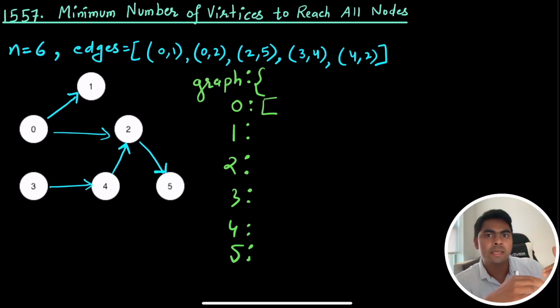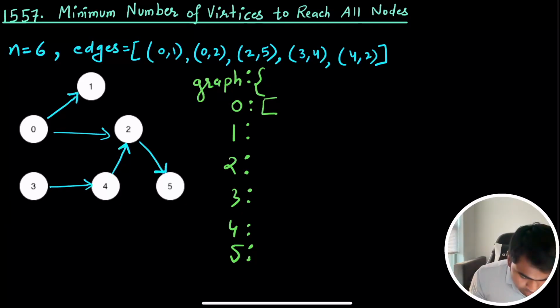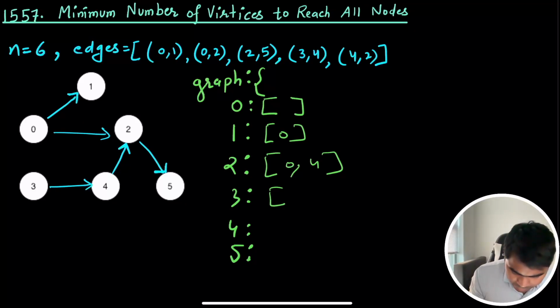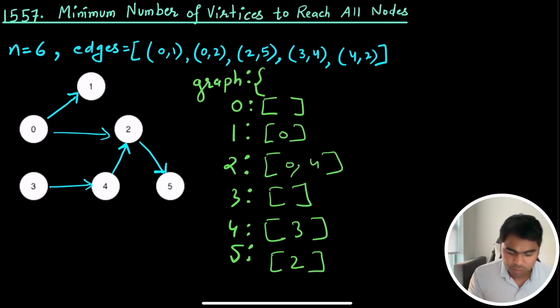Remember, we are doing it in a reverse way, because I want to find the nodes that do not have any incoming edges. So it's not about outgoing edges, it's the incoming edges. So 0 does not have any incoming edges. How about 1? 1 does have an incoming edge, from 0. How about 2? Yes, it has 0 and 4. How about 3? 3 also does not have anything. How about 4? 4 has from 3, 5 has from 2. And 2 has from 0 and 4.